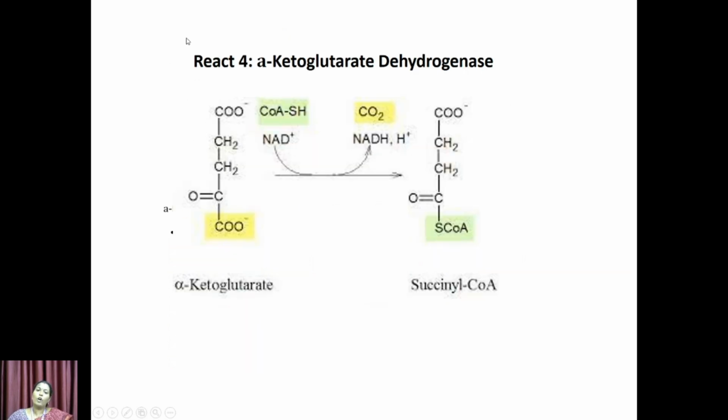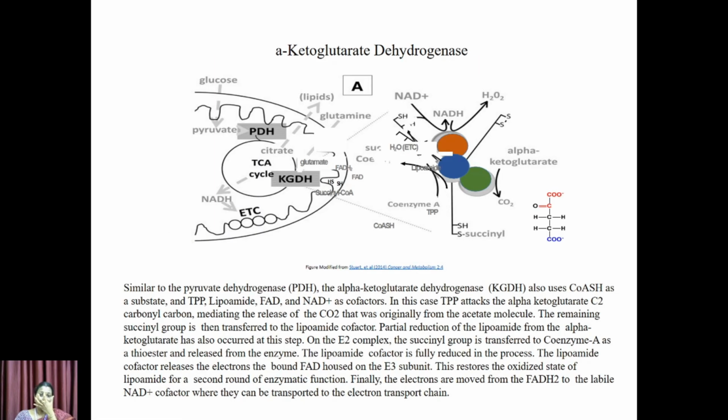Next, reaction 4, alpha ketoglutarate dehydrogenase. Alpha ketoglutarate is converted into succinyl-CoA. Okay, NAD plus is converted into NADH plus H plus. This is alpha ketoglutarate dehydrogenase.